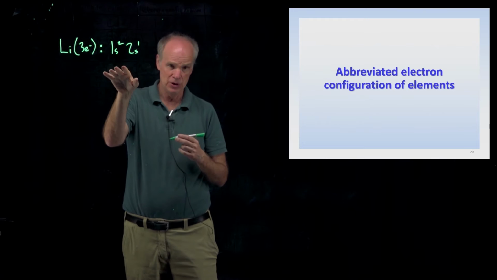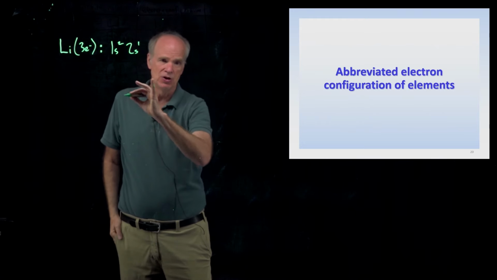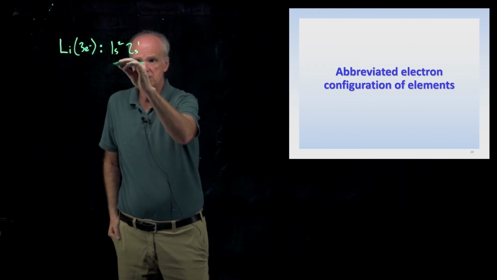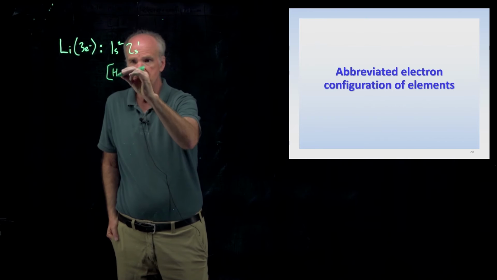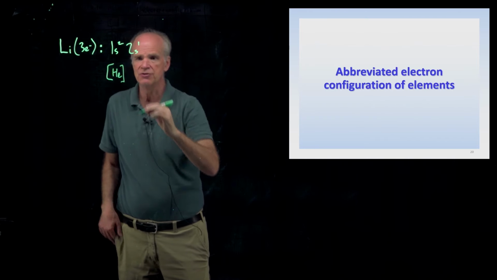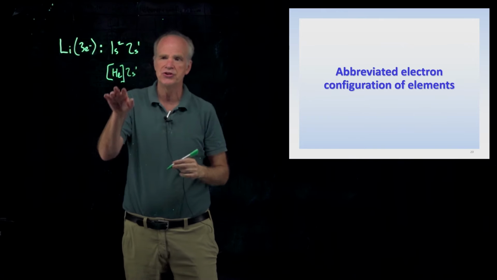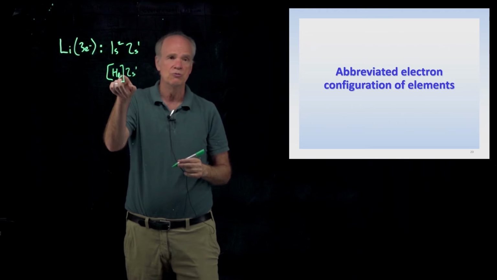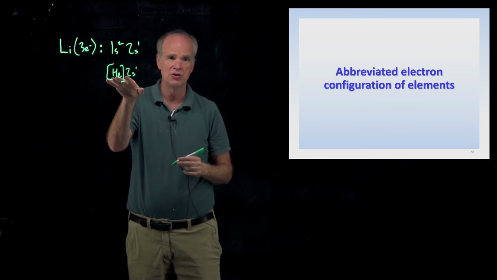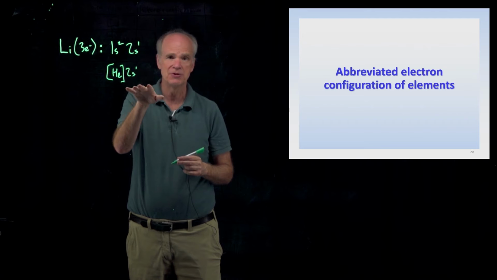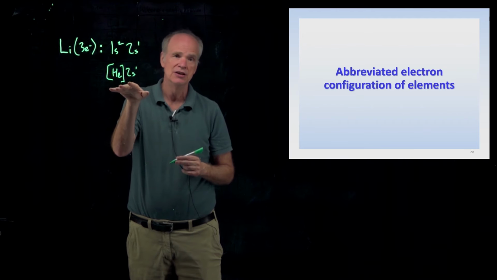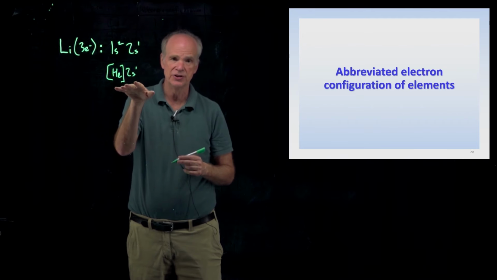So another way we can write this out is to write lithium's configuration and note that it really is just helium's configuration followed by 1 electron in the 2s. Whenever we have a symbol for a noble gas followed by some sublevels, this is the abbreviated or shorthand electron configuration.